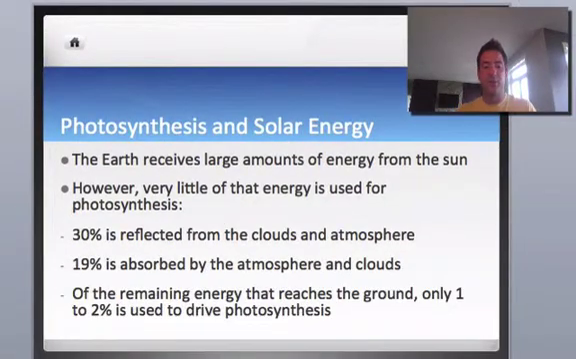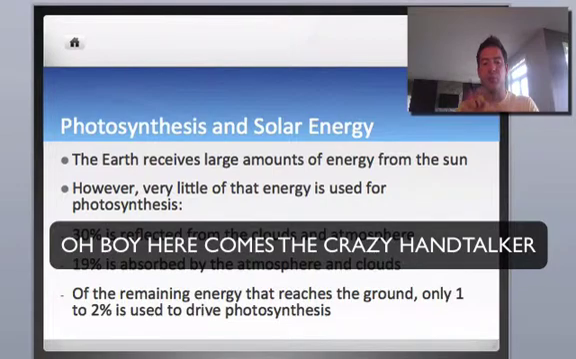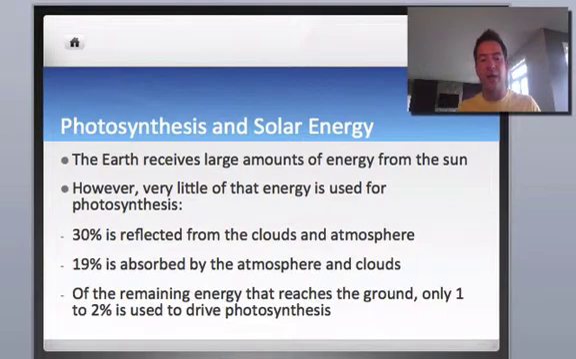And then photosynthesis and solar energy. Well, we obtain a lot of energy from the sun, but really we don't, a majority of it is actually reflected. So 30% is reflected into the clouds and atmosphere. 19% is actually absorbed by the clouds. And then of the remaining, really only 1 to 2% is used to drive the process of photosynthesis. So really, of all the energy that is projected towards the earth from the sun, we use very little, and the majority of it is wasted, but we use enough that we can sustain life on earth.